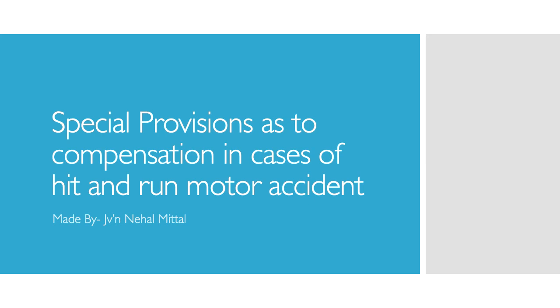Then it is necessary to get a report from the police confirming that the offender could not be traced. In the event that the offender is caught, the hit and run insurance claimant does not stand eligible to receive any compensation. So, in case the hit and run insurance compensation has already been paid out, the claimant will need to refund the money. To this end, the claimant will also need to submit an undertaking in accordance with the Indian Motor Vehicles Act.